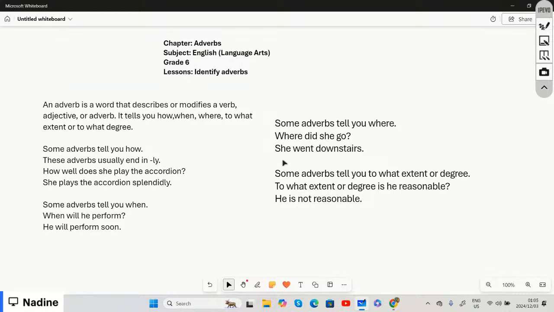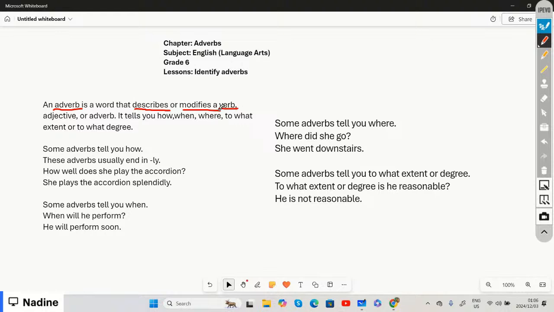And we said an adverb is a word that describes or it modifies a verb. So an adverb, it is a word that either describes a verb, or we can say it modifies the verb, the action. It can even describe or modify an adjective or even another adverb.